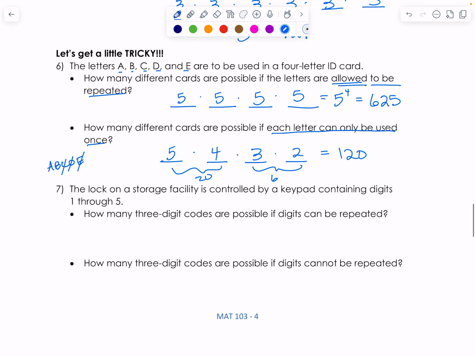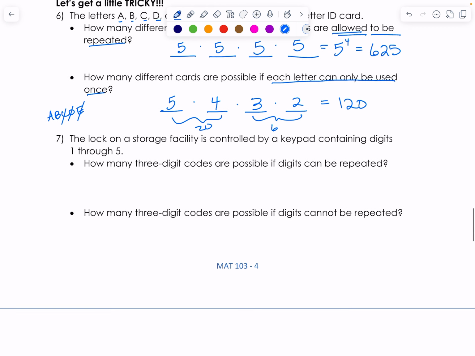So let's say you have a lock on a storage unit, and it's controlled by a keypad that has digits 1 through 5, sorry. I need to be able to read. Okay, how many 3-digit codes? So that means 1, 2, 3. We got 3 digits, and we've got 1, 2, 3, 4, 5. That's what we can choose from. Okay, and these can be repeated.